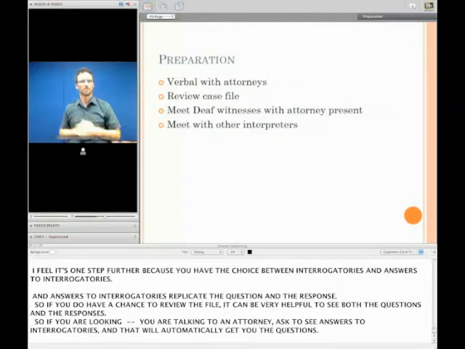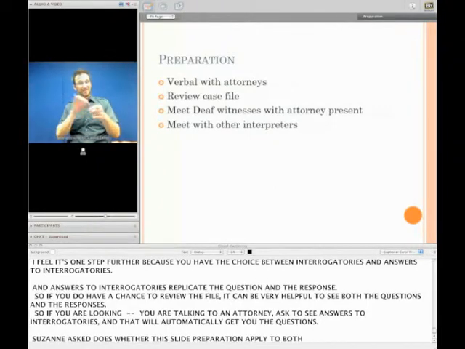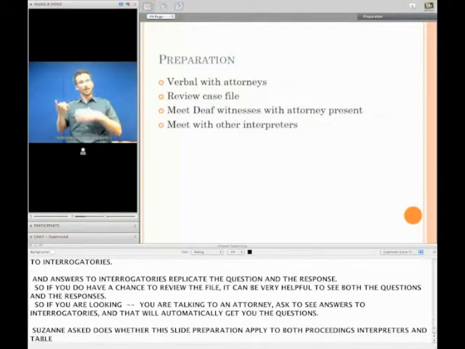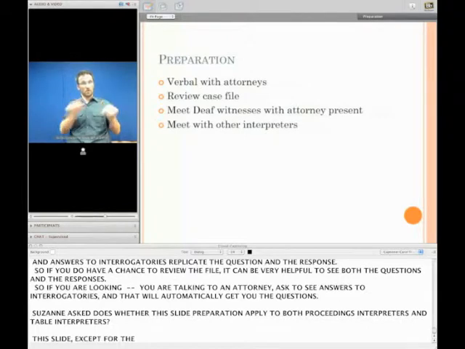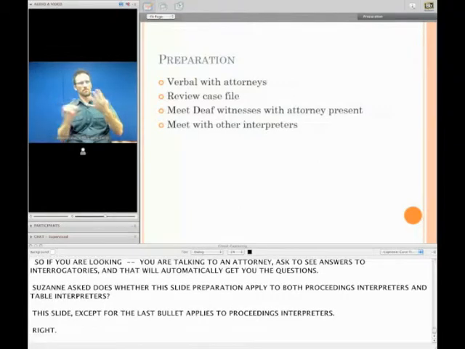Suzanne has asked whether this slide preparation applies to both proceedings interpreters and table interpreters. This slide, except for the last bullet, applies to proceedings interpreters. Right, so the final slide is you meet with the other interpreters, meaning the table interpreters.